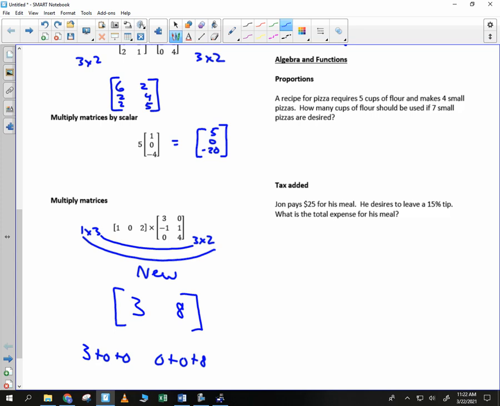Recipe for pizza requires 5 cups of flour, makes 4 small pizzas. How many cups of flour should be used if 7 small pizzas are desired? I guarantee you're going to have a question like this on the ACT. Take 30 seconds, try to set up anything, see what you got. Go.